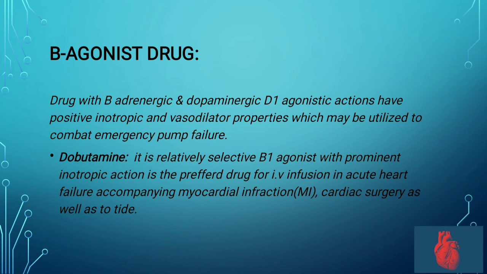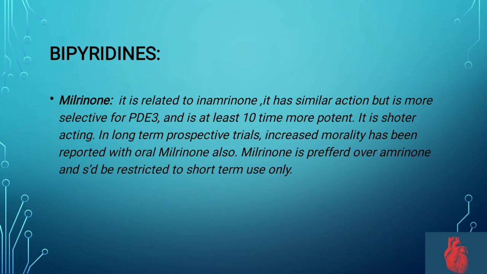as well as to tide over emergencies. Next are the bipyridines. Bipyridine is an organic compound with the formula C10H8N2. They are a colorless solid. An example of the bipyridines is milrinone. It is related to inamrinone. It has similar action but is more selective for PDE3.